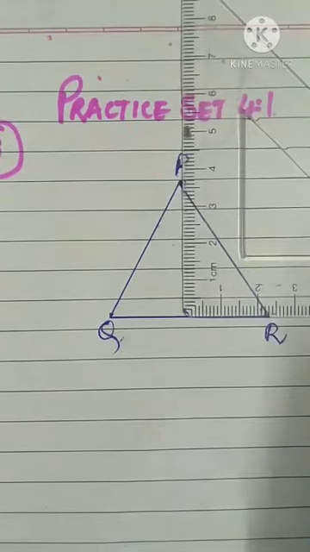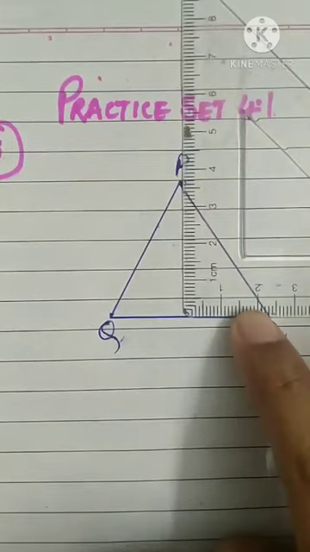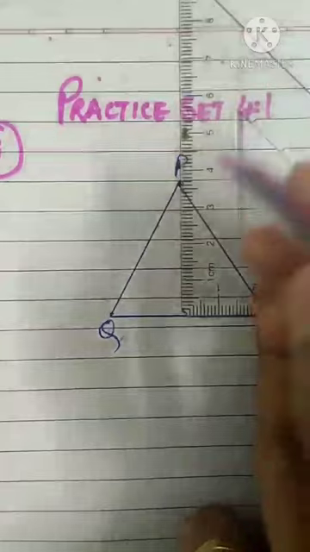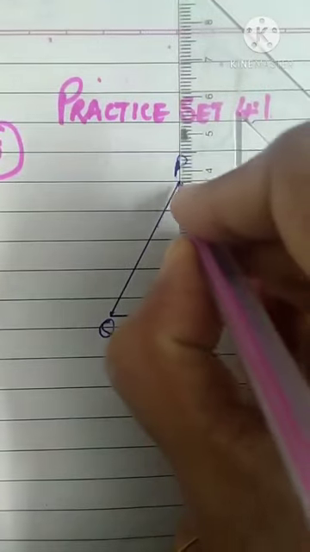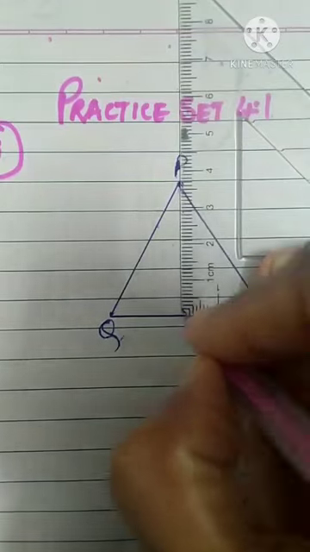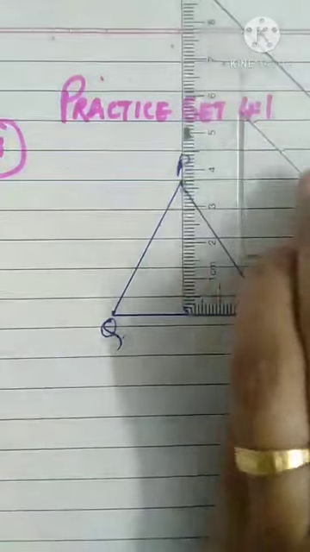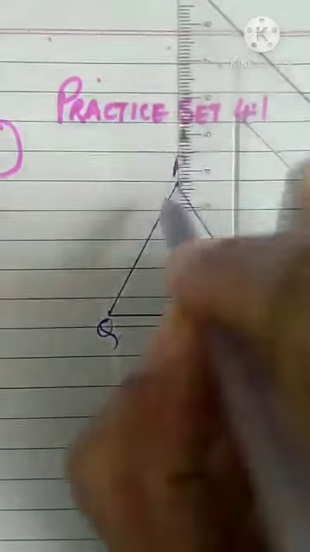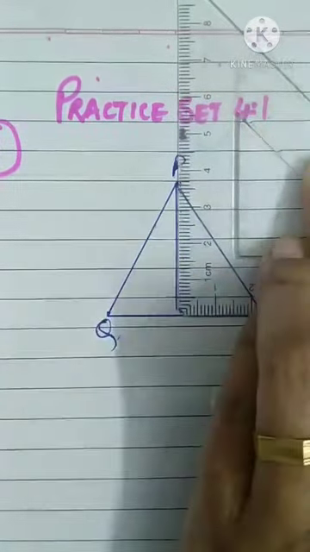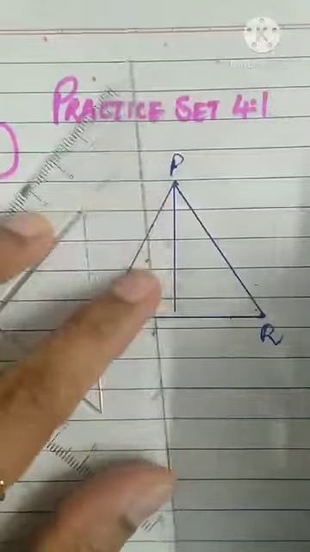Yes. And the base should lie on QR. Understood? So bring it a little bit to this side. Now it is just touching the vertex. See, it is just touching the vertex and the base is on QR. Now keep the set square firmly with your left hand, and with your right hand, bring the pencil till here and complete it with skill.